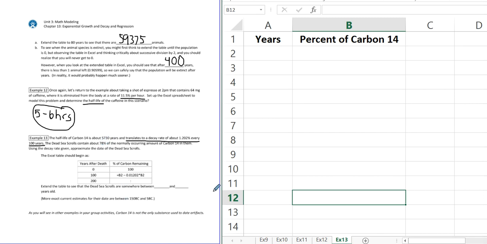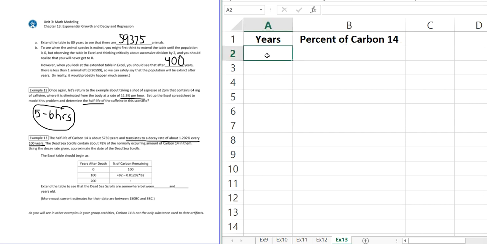So we don't have an initial amount, like 17 milligrams. We don't have a milligram amount. What we have is a percent of what should have been there. So our columns here are years and percent of carbon-14. Initially, when those Dead Sea Scrolls were first created, they had 100% of whatever amount of carbon-14 should have been there. 100% of it was there to begin with.